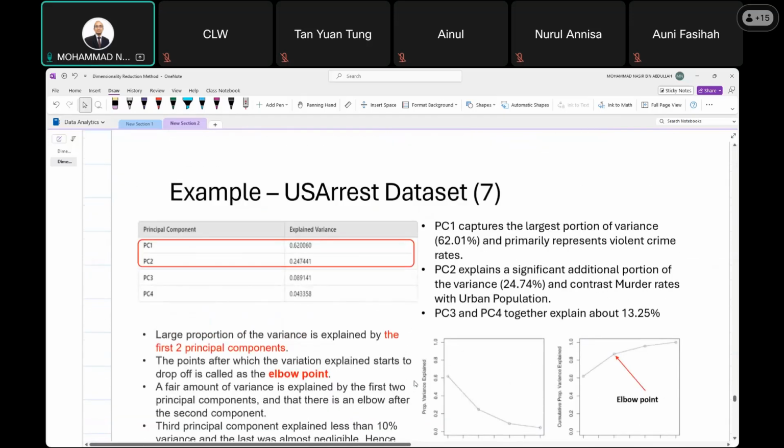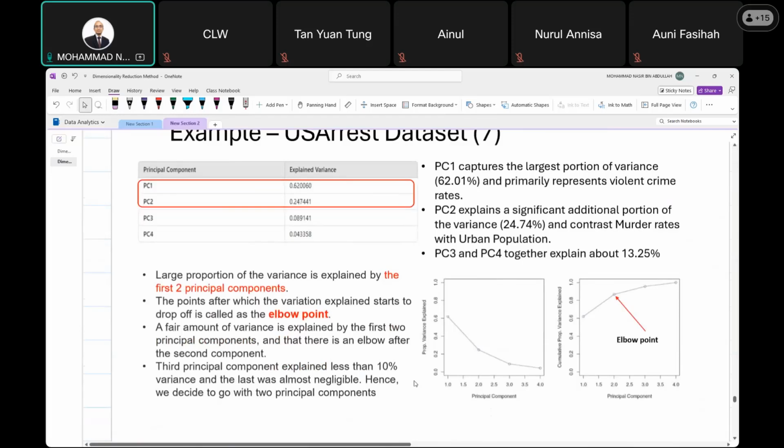Another method to determine how many PCs to retain is by looking at the graph of the proportion of variance explained and the cumulative proportion of variance explained. We look at the elbow point. This is the elbow point.